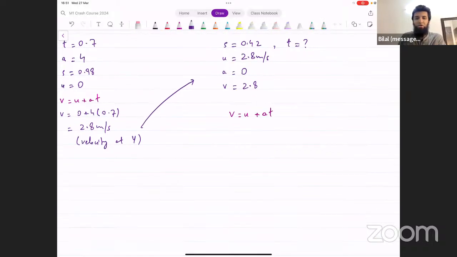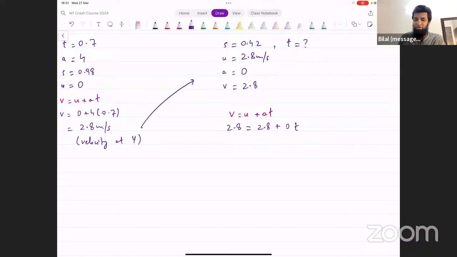In fact, this is constant velocity. You could also just use speed equals distance over time, or time equals distance over speed. That will also work in this case, but you can just use these formulas, constant acceleration formula. Zero is also constant. So just use this: 2.8 equals 2.8 plus a, which is zero, times t.